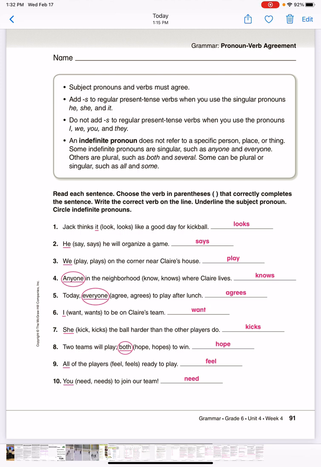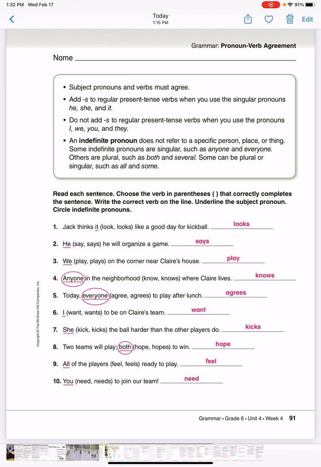The subject pronoun, well, it's a pronoun. If the verb is in parentheses, the subject pronoun is going to come before the parentheses. In this case, it is the subject pronoun, and you would want it to agree, so you would have looks. It looks. He says. We play.